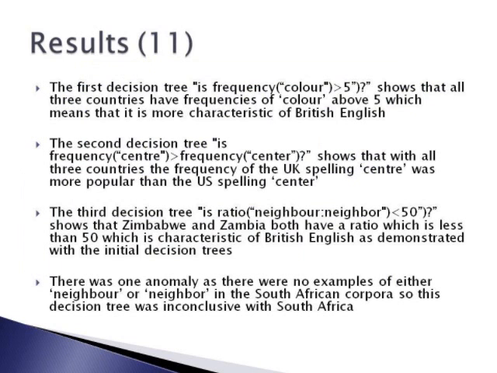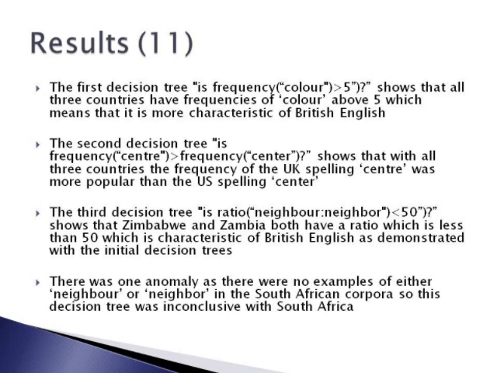To summarise these results, the first decision tree, is frequency of COLOUR more than 5, shows that all 3 countries have frequencies of COLOUR above 5, which means that it is more characteristic of British English. The second decision tree, is frequency of CENTRE more than the frequency of CENTER, shows that with all 3 countries, the UK spelling CENTRE was more frequent than the US spelling, which means that it is more characteristic of British English.